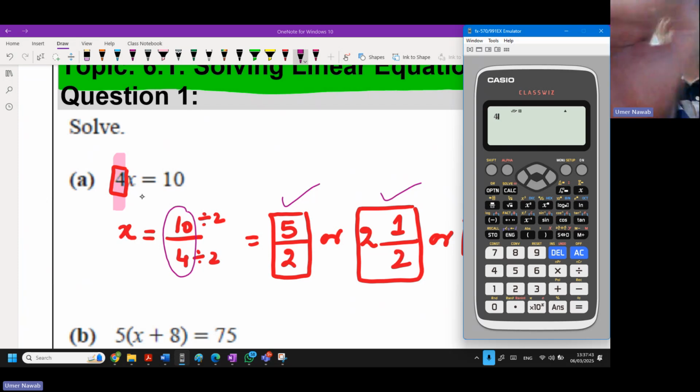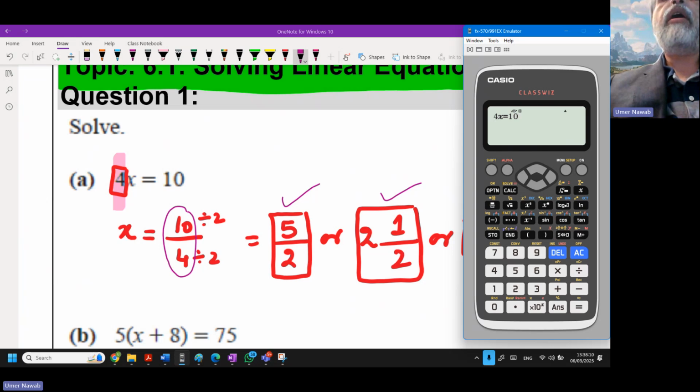After that, I have X. How to write X? You need to press Alpha and bracket close. It will automatically show X on the screen. Now I need to write the equal sign. So check on the calculator. If I press Alpha and CALC, then the equal sign will be written for me. And after that, I have 10 on the right hand side. So 4x is equal to 10.